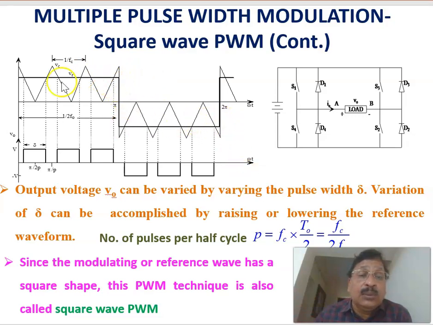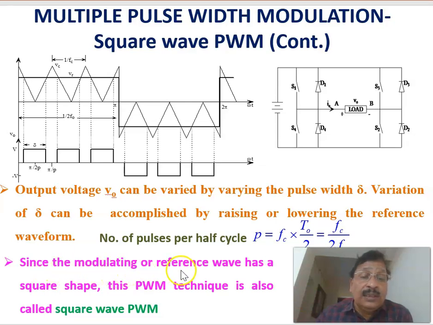Here you can see that when the carrier frequency is 6 times the reference, that is, if you consider one cycle of the reference signal, there are 6 pulses. Therefore, Fc by F0 will become 6. So 6 by 2 is 3. That is why the number of pulses per half cycle is equal to 3, which we get from this equation.